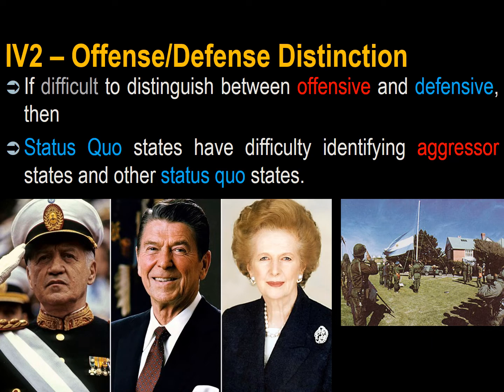However, if it's difficult to distinguish between offensive and defensive intentions of states, then status quo states have difficulty identifying aggressor states and cannot even identify other status quo states. Unintended wars between status quo powers therefore becomes a possibility. So here there's an important issue of perception.